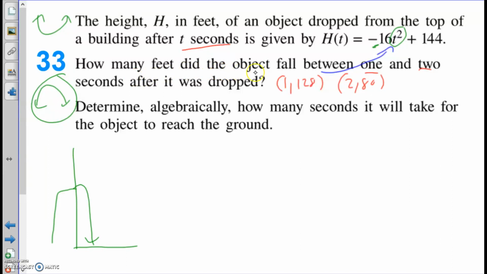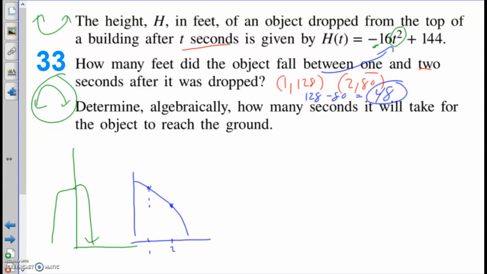But we want to know how many feet did the object fall between this. So if I draw a better picture here, we're saying, from 1 second, it's at 128, and 2 seconds, it's at 80. I just want to know this distance, how much more did it fall from here to here? And so it's the difference of these. So it's 128 minus 80, which is going to be 48. You don't have to write feet, but it's 48 feet.